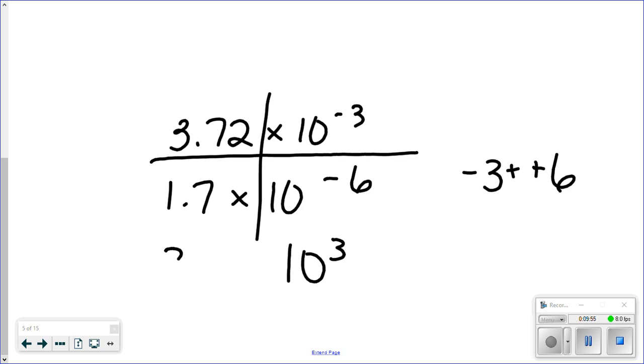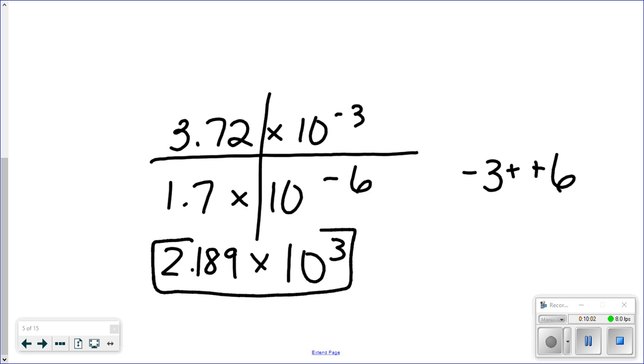And I get 2.189. Oh, is that right? Yep. Times 10 to the third. It's in correct scientific notation for you. So careful, careful, careful. Let's talk about the next part.